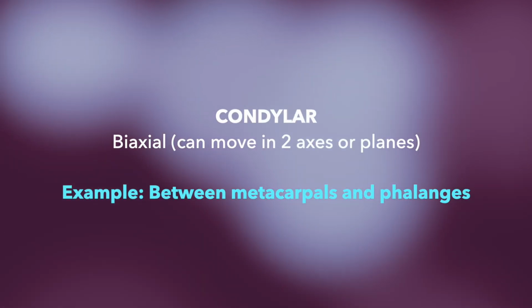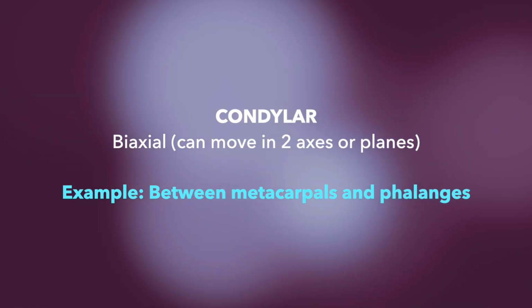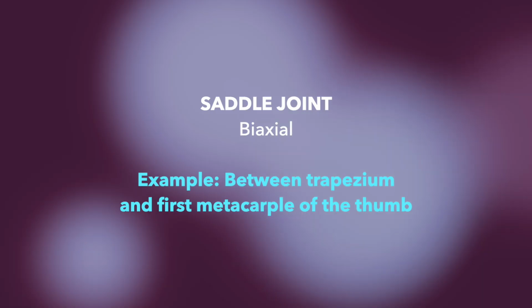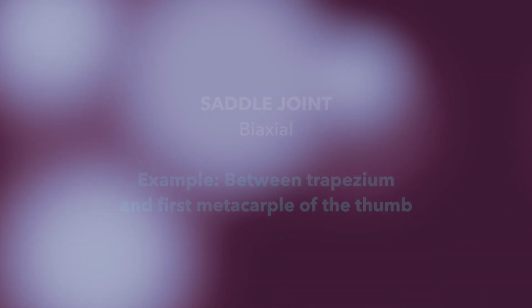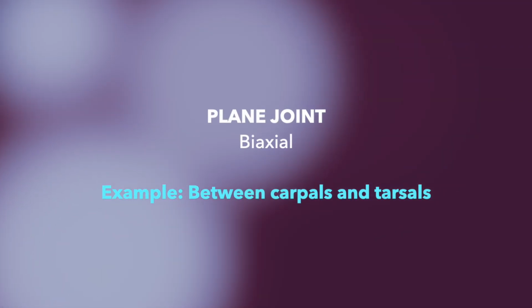Condylar, example, between metacarpals and phalanges. Saddle joint, example, between the trapezium and the first metacarpal of the thumb. Plane joint, between carpals and tarsals.